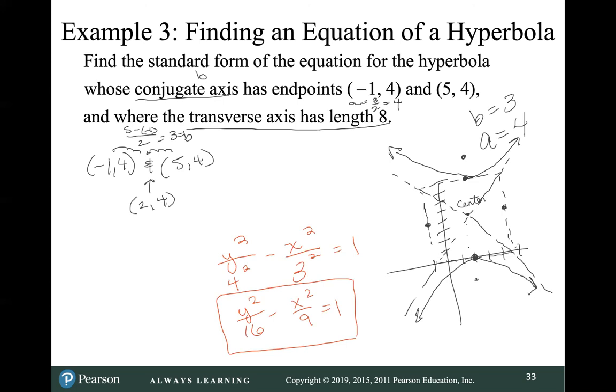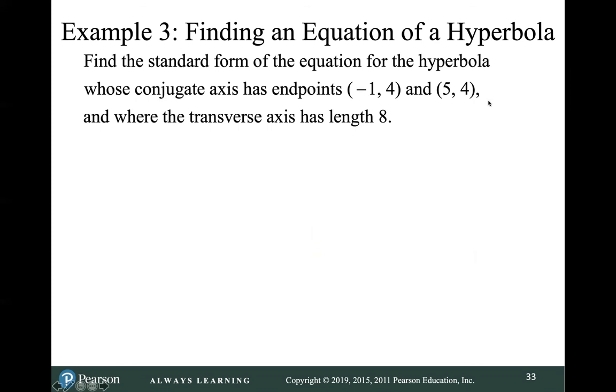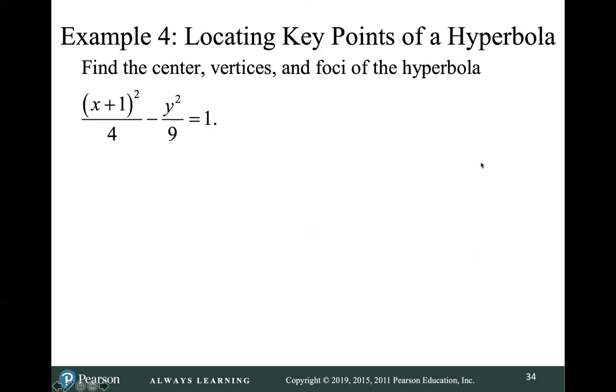Okay. And our last example, locating the key points of a hyperbola. Find the center, vertices, and foci of the hyperbola. So first thing, the center is HK. So x minus h, y minus k. Negative h is 1, so h is -1. Negative k is 0, so k is 0. So we know that the center is at -1, 0.